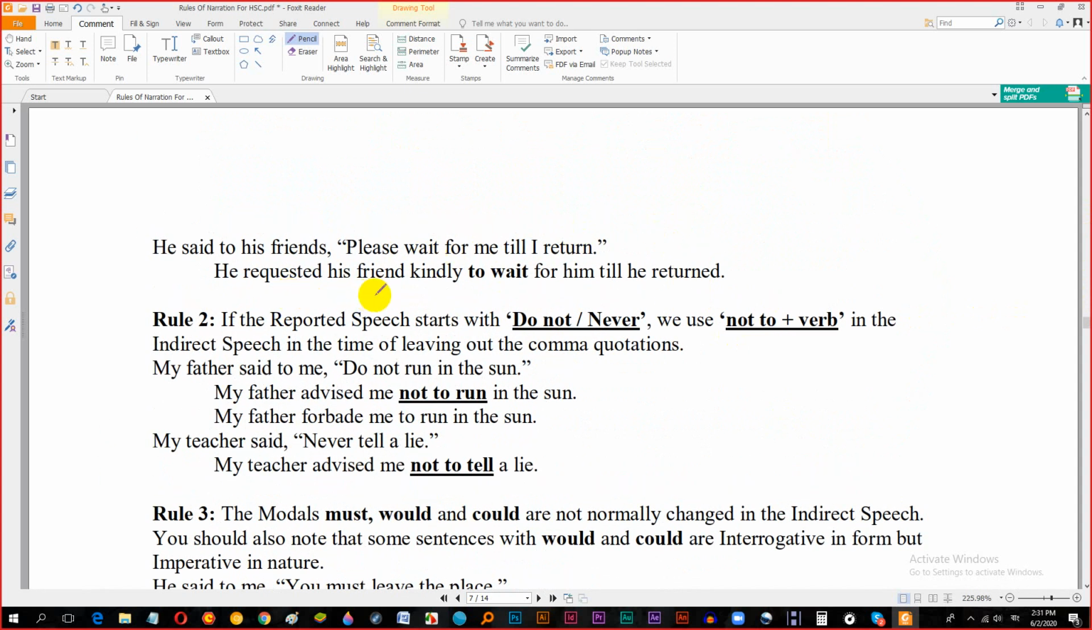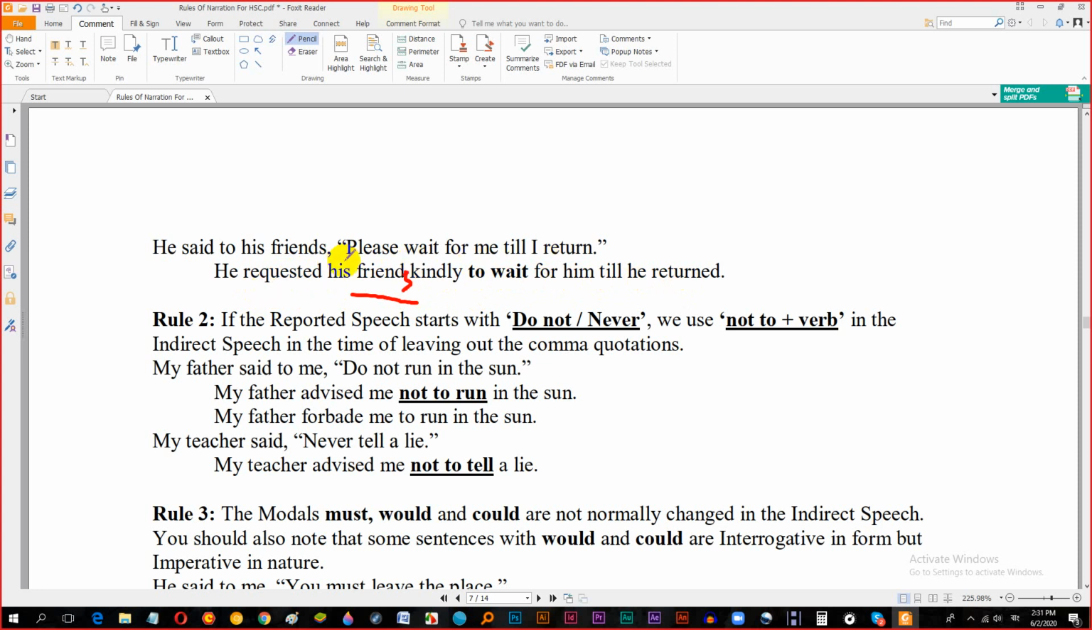He said to his friends, "Please wait for me till I return." So what we find here is that he requested his friend kindly to wait for him till he returns. Here it will actually be friends; there is a printing mistake, I think. So he said to his friends, "Please wait for me."